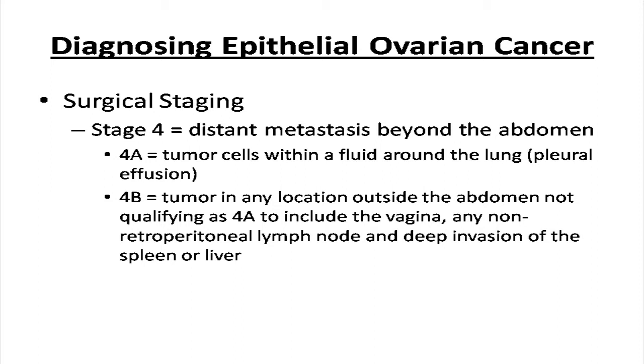4A is tumor cells within the fluid around the lung. This would be a malignant pleural effusion. And stage 4B disease is tumor in any location outside the abdomen not qualifying as 4A, which would include the vagina or any non-retroperitoneal lymph node and deep invasion of the spleen or liver.